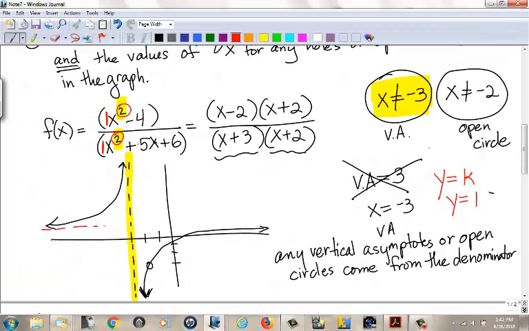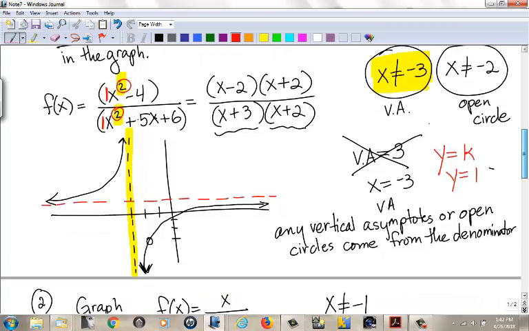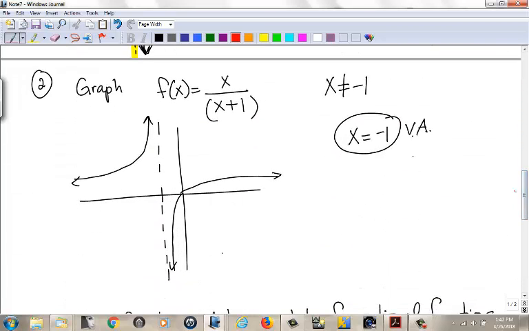What do you guess this horizontal line is that these are approaching? 1. That graph on both ends is getting closer and closer to 1. Y equals 1. So there is a horizontal asymptote. Okay? Go to the next one. The degrees are both 1. The k is the ratio of the leading coefficients. 1 over 1. So what do you guess this line is? Y equals 1. Both parts of that graph get closer and closer to 1. Okay?